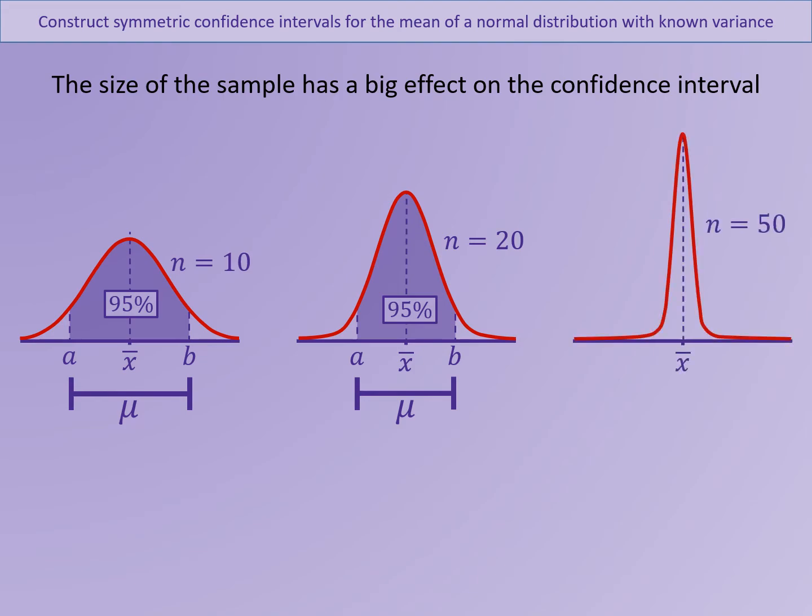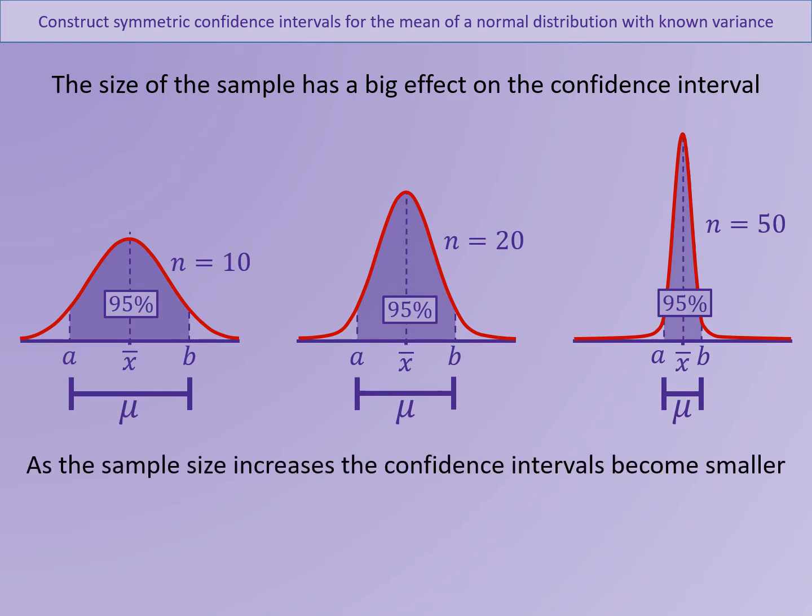If we had taken a sample of size 50, which is much larger, we would get a very narrow confidence interval because we would be 95% confident now that the population mean lies between these two values that are quite close together. So as the sample size increases, the confidence intervals become smaller.